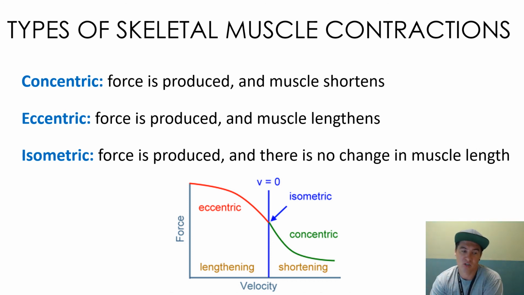And then an isometric contraction is when force is being produced, but there's no change in muscle length. Iso meaning the same. So holding a plank or a prone hold is a really good example that most of us have experienced, where contractions are happening to keep everything stable, but there's no actual movement happening, but force is being produced.